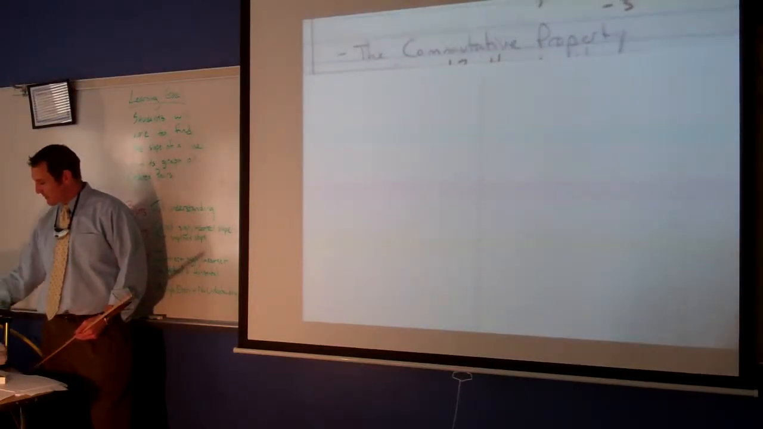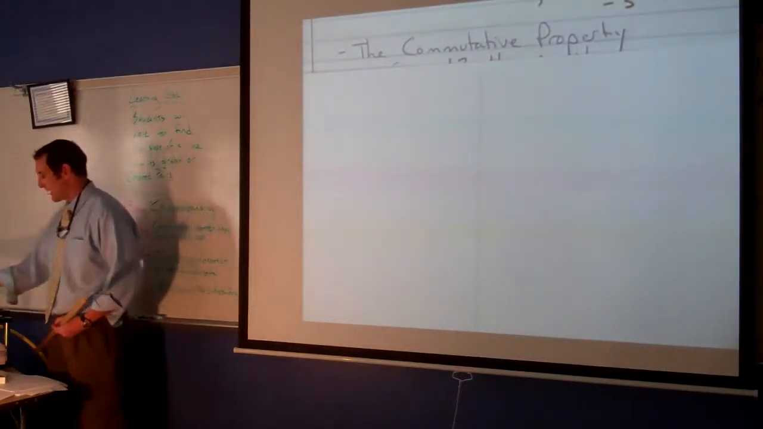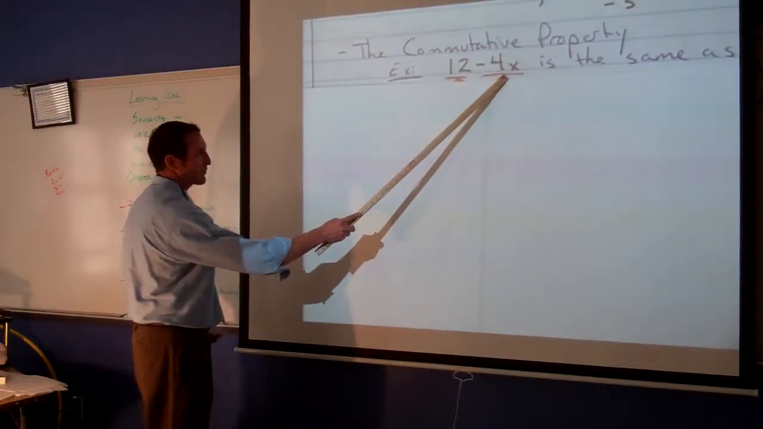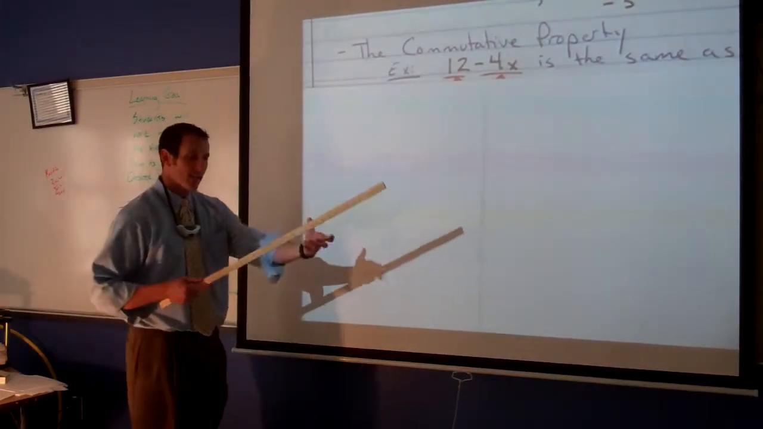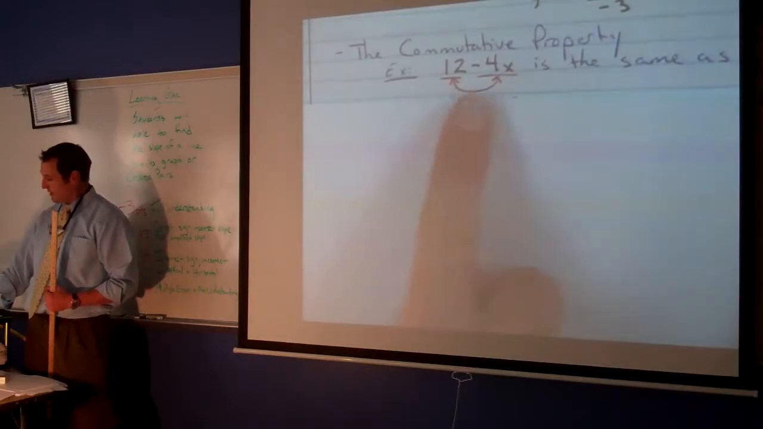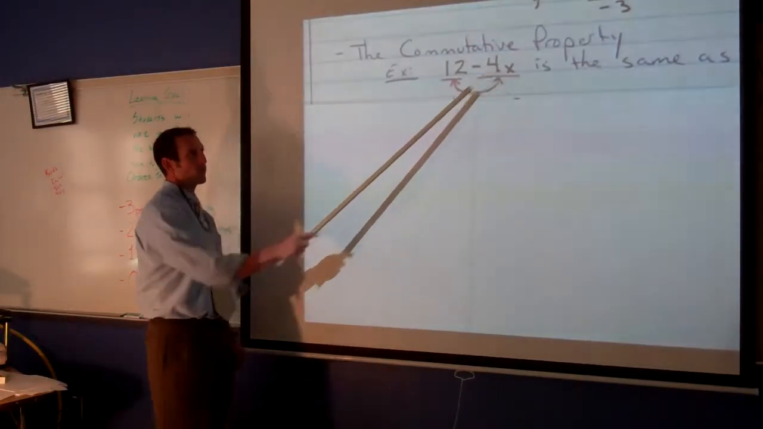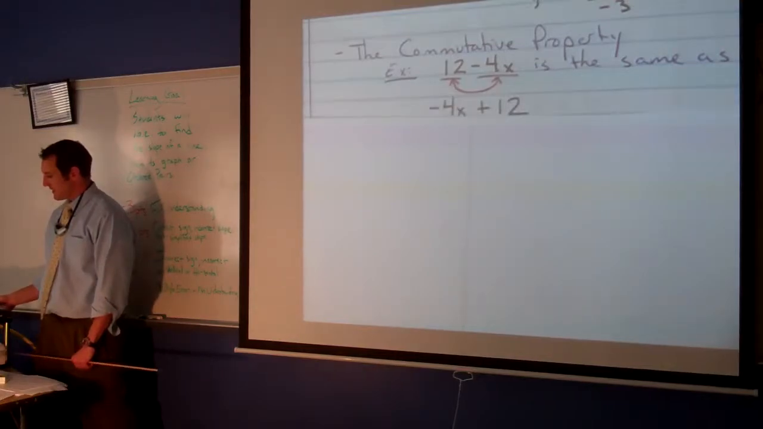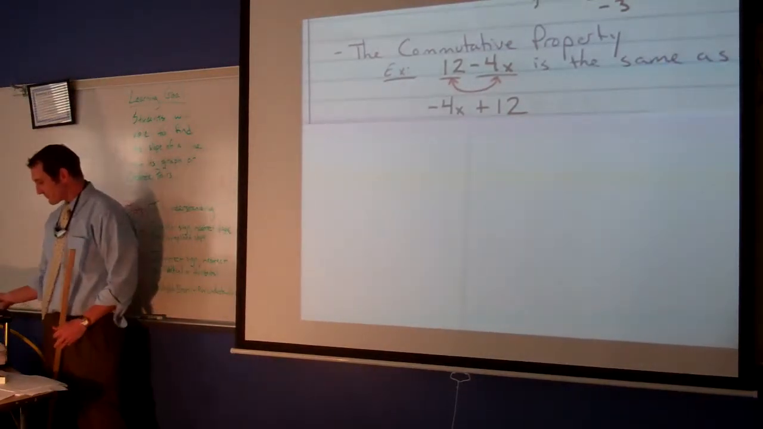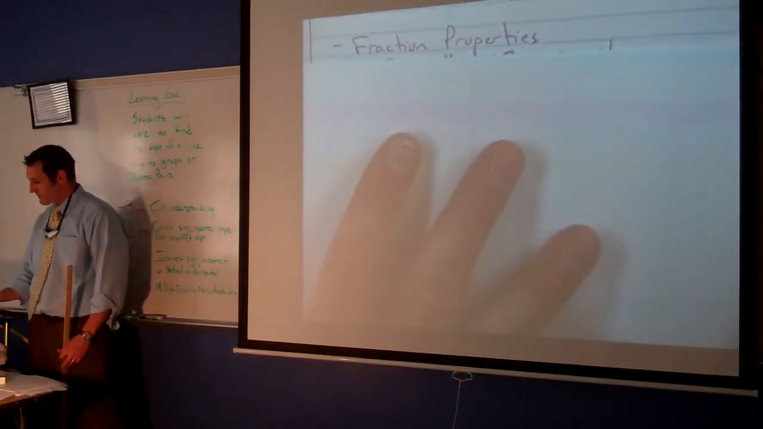We also need to remember the commutative property of addition, which says that you can add things in any order. So if we had a term that looked like 12 minus 4x, we can rearrange that expression using the commutative property by moving the 12 and the negative 4x. Remember, this sign belongs to the 4, so it's a minus 4x. When we rearrange it, we have negative 4x plus 12. That's the commutative property.